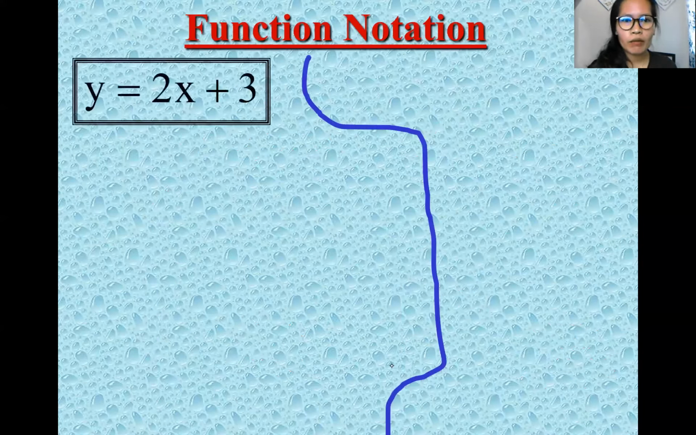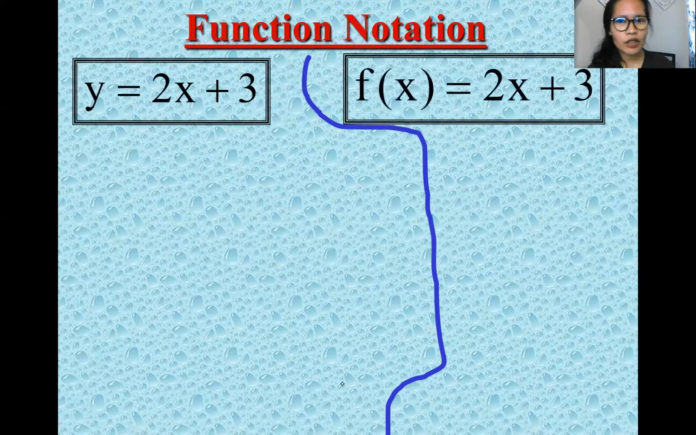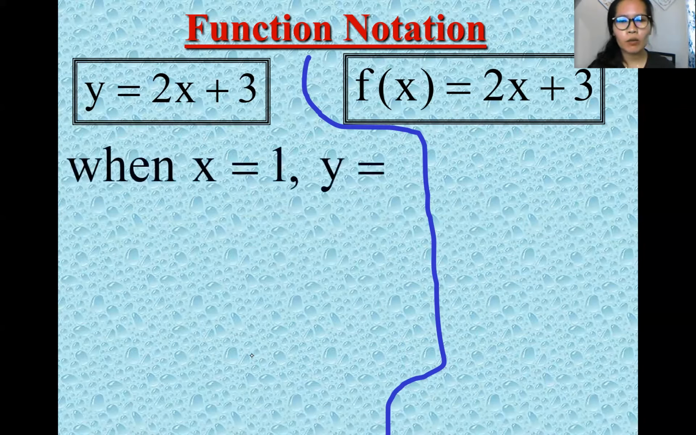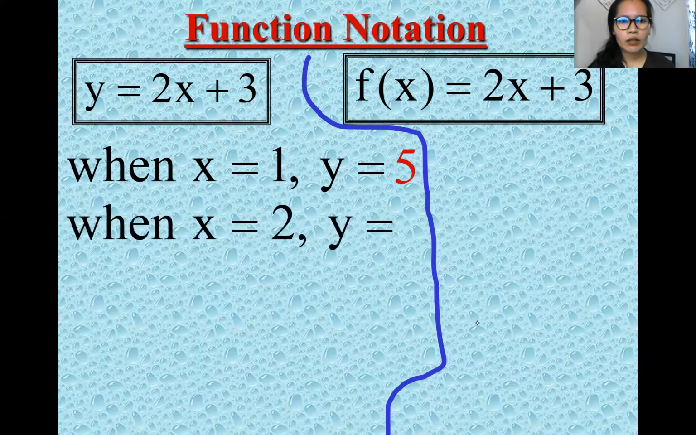Okay. Now, how about function notation? Okay, suppose we have y is equal to 2x plus 3. The function notation is f of x is equal to 2x plus 3. Okay, when x is equal to 1, what would be the value for y? So, substitute lang gihapon, y is equal to 2x plus 3. Ang x, pulihan lang og 1. So, 2 times 1 is 2 plus 3. The value for y is 5. How about when x is equal to 2? So, y is equal to 2 times 2, 4 plus 3, the value for y is equal to 7.